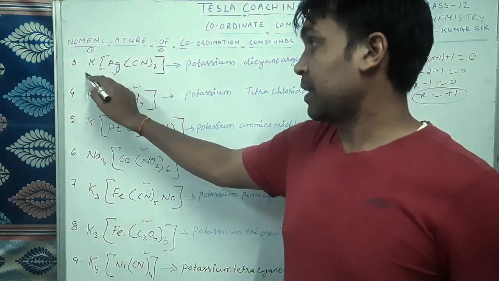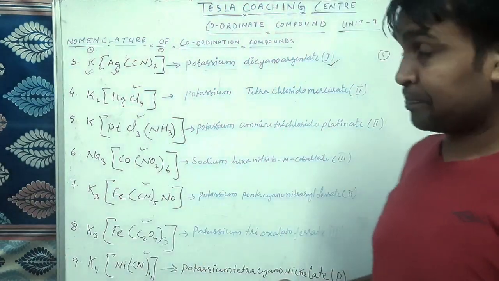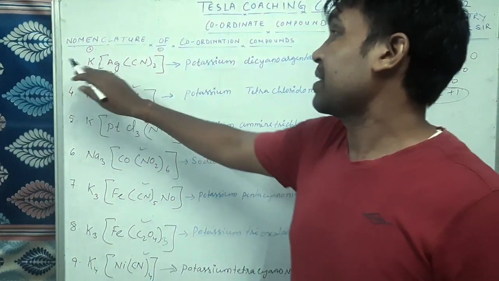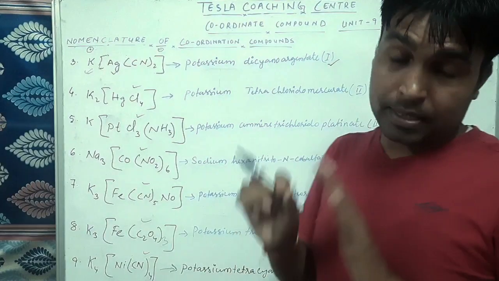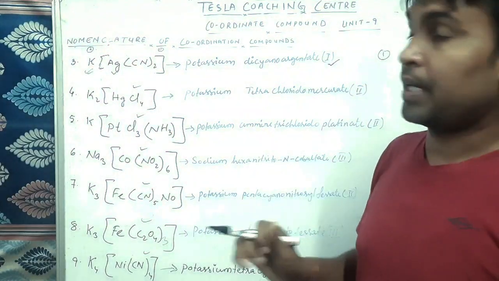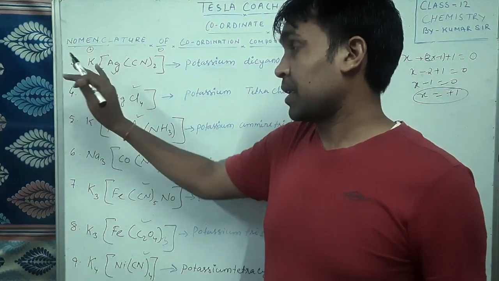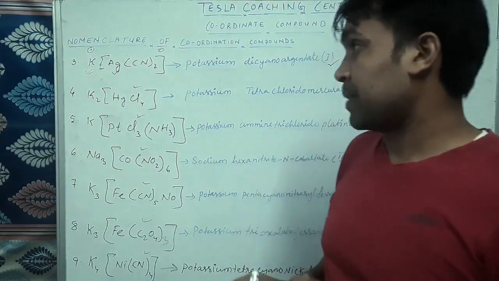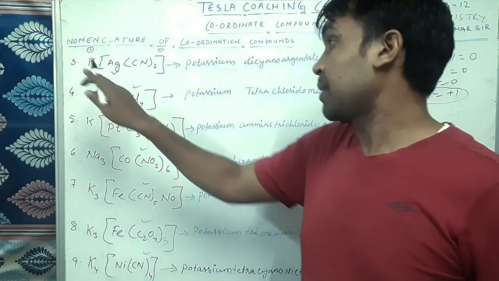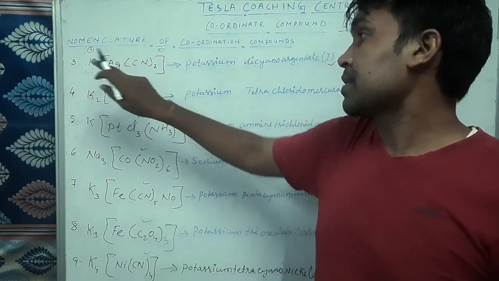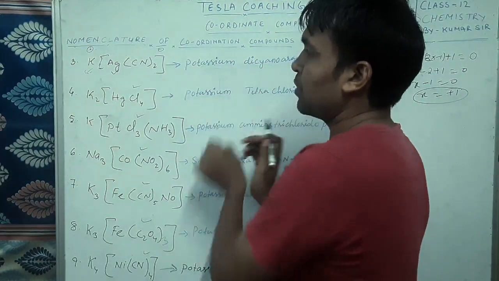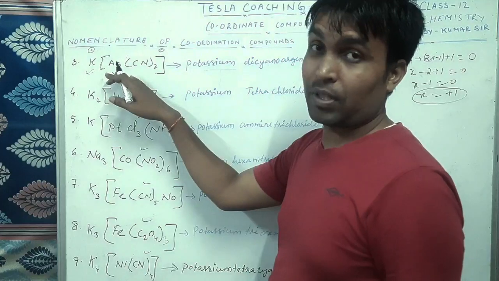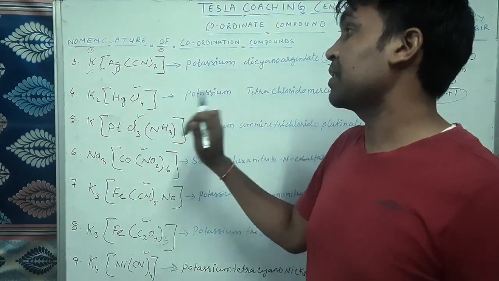First of all, you have to name the compound which is outside the bracket. Always remember, we start the naming with the positive part. So the positive part is this one. K is the positive part, so we are starting the naming from here. So what is the name? Potassium. Leave a little space in between. Now you are coming to the coordination entities.